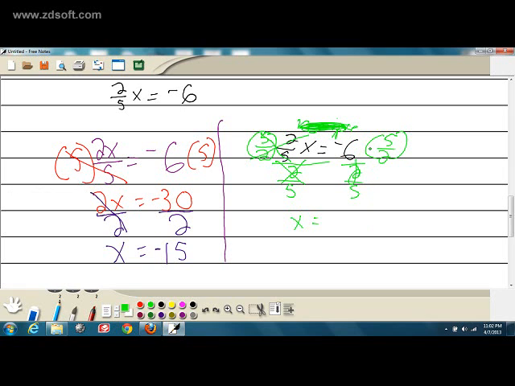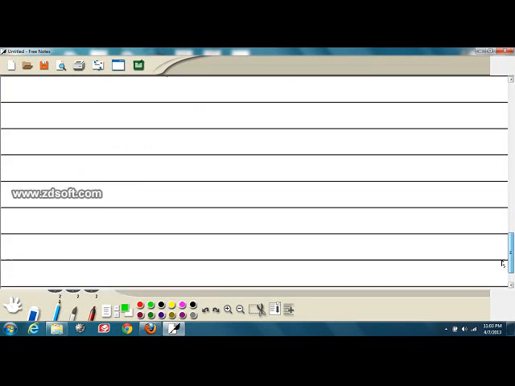So now you have negative 6 times 5/2. Well, what's negative 6 times 5? That's negative 30. Negative 30 divided by 2 is negative 15. And that's it. So it's the same answer. Again, it's the beautiful thing about mathematics. You can do it several different ways, and you're still going to come up with the same answer. That's what makes it so beautiful.